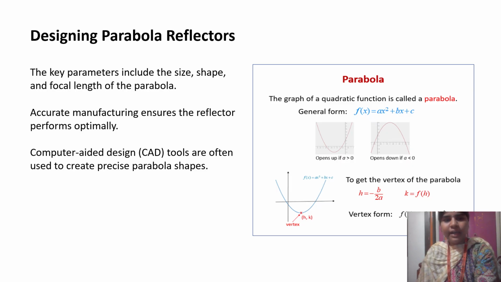How to design parabola reflectors? Let us know how we want to design. The key parameters include size, shape, and focal length of the parabola. Accurate manufacturing ensures the reflector performs optimally. Computer-aided design, that is CAD, tools are often used to create precise parabola shapes. To design a parabola reflector, we want size, shape, and focal length of the parabola.